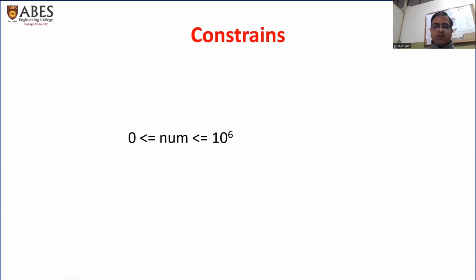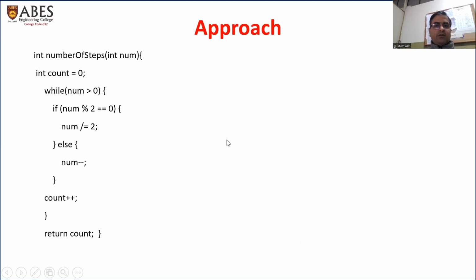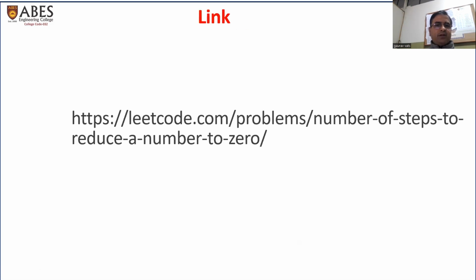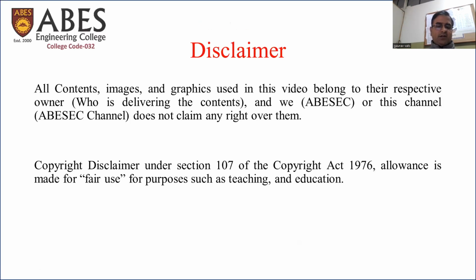Now, the constraint. Constraint is saying that the value of num is in between 0 to 10 to the power 6. In between 0 to 10 to the power 6. The approach, I'll discuss this approach in Leetcode. Okay, this is my approach and this is the link. Let me go to the main place.